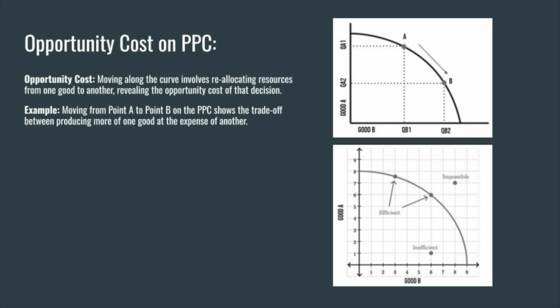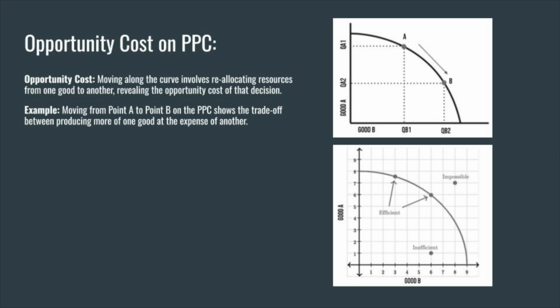1. Opportunity cost. Moving along the curve involves shifting resources from the production of one good to another, revealing the opportunity cost. 2. Scarcity. Points outside the curve are unattainable with current resources. 3. Choice. Any point on the curve represents a possible combination of goods that society might choose. 4. Unemployment and inefficiency. Points inside the curve represent underutilization of resources. Efficiency. Points on the curve show efficient use of resources.